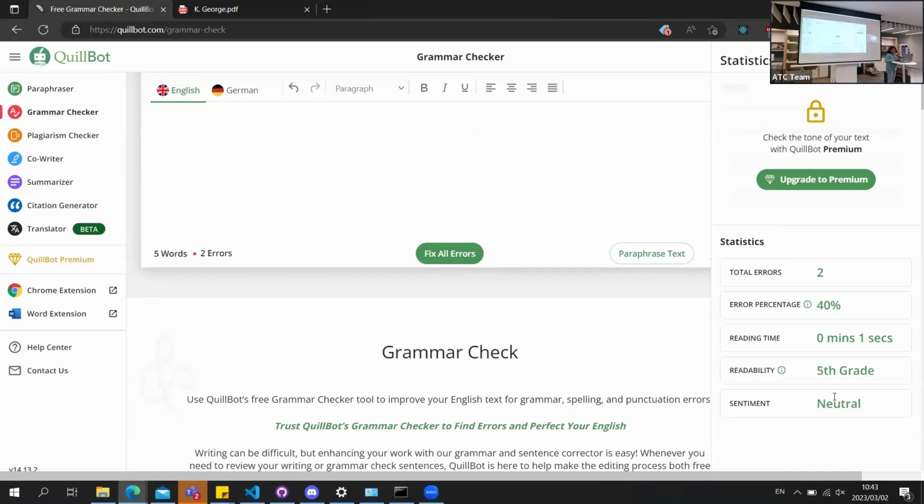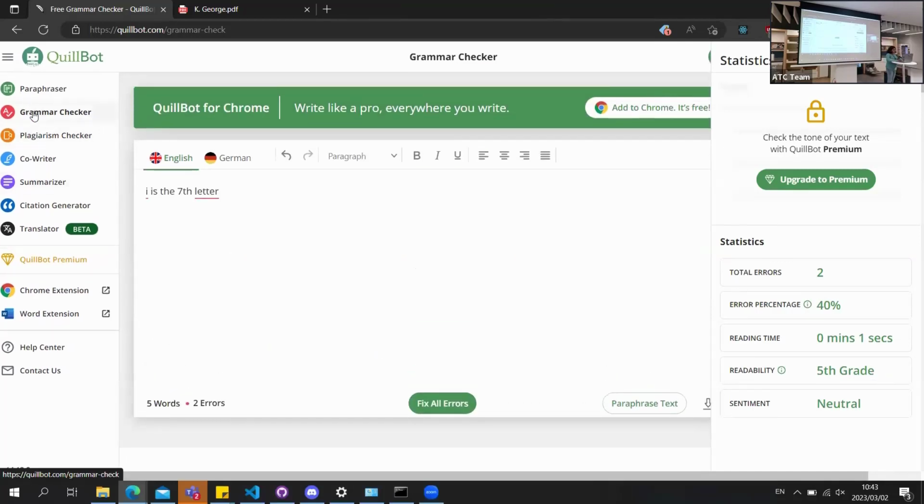So is it more positive or negative, and it also gives different suggestions based on the scenario you want to write. So if you're writing a report, a formal presentation, or just a casual dialogue sort of situation. So yeah, that's one of the best implementations of natural language processing I've seen that's widely available.